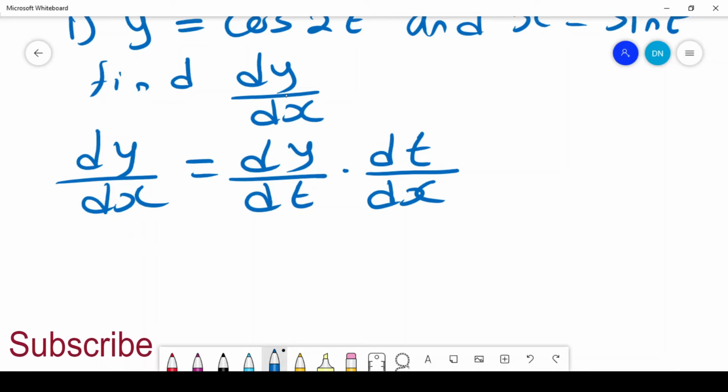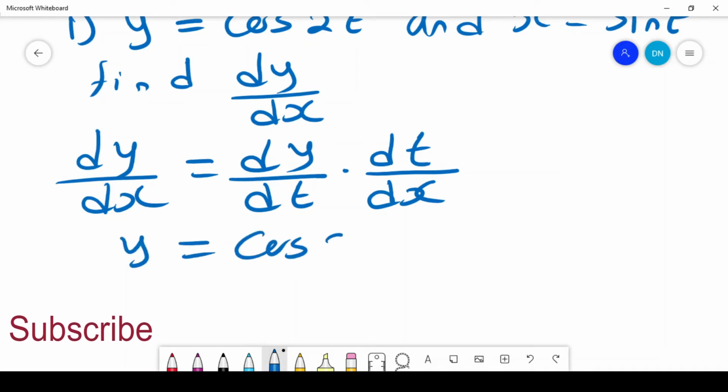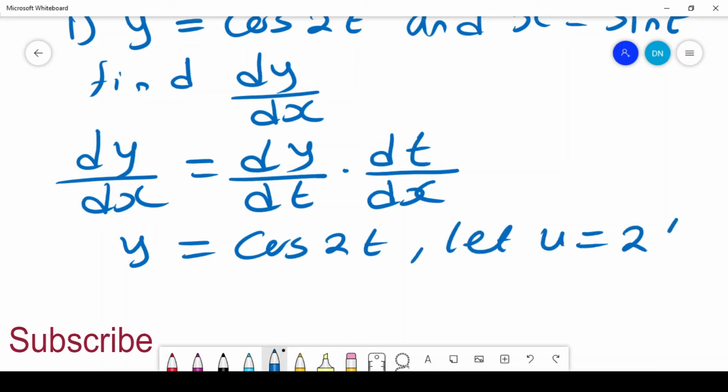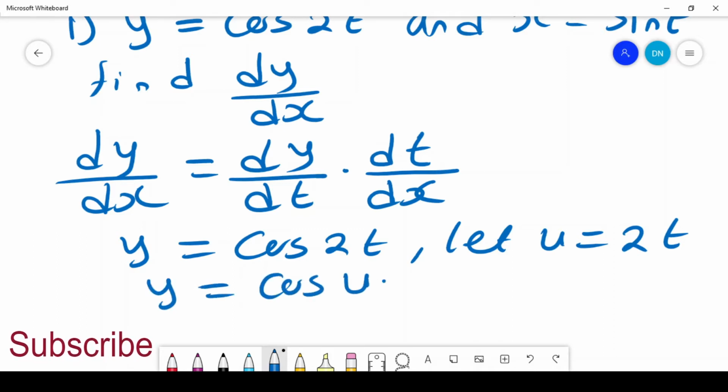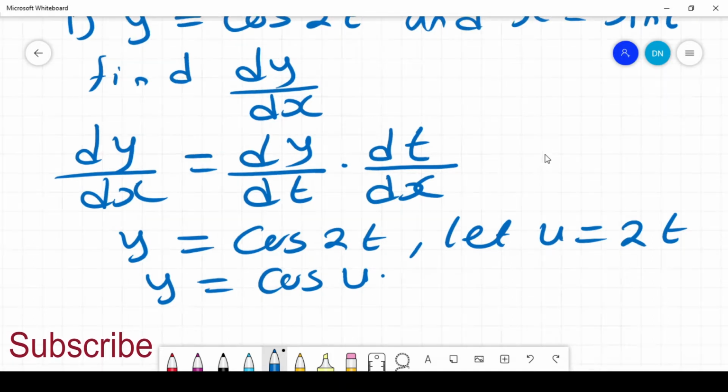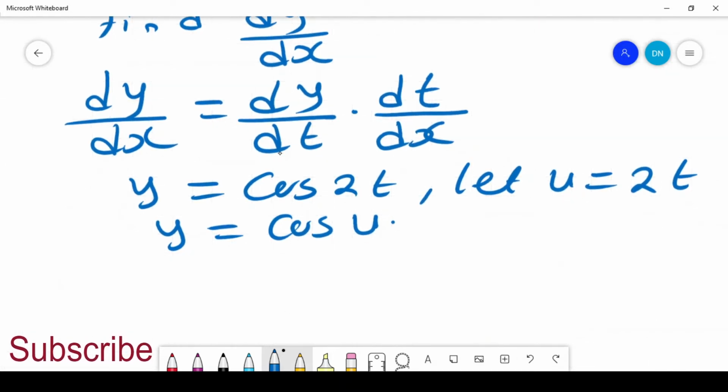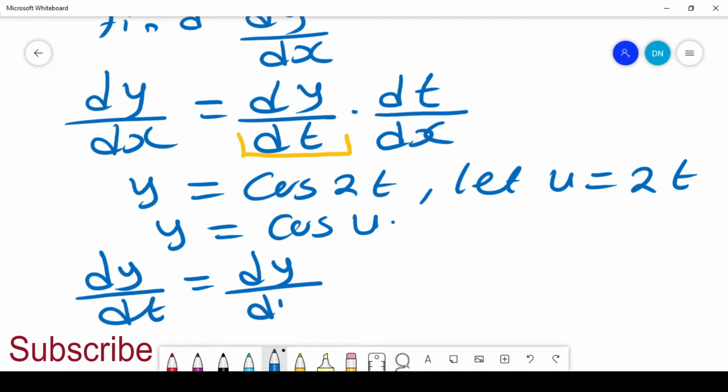We see y equals cos 2t. So what I'm going to do is, if I let u equals 2t, then y becomes cos u. Now, what am I interested in? I'm interested in finding dy dt. So dy dt is equal to dy over du times du dt.